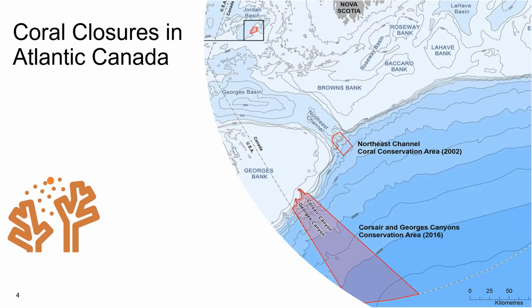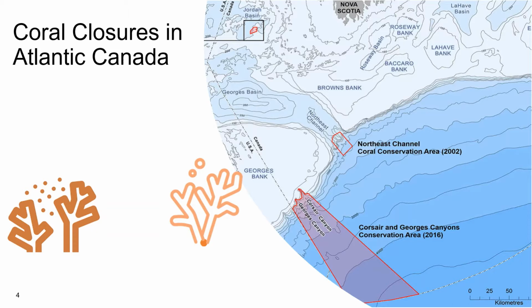Coral vulnerability and importance in the ecosystem has led to protections around the world, as well as here in Atlantic Canada. The Northeast Channel Coral Conservation Area was established in 2002, and the Corsair and Georges Canyons Coral Conservation Area in 2016, both with the goal of protecting the densest aggregations of bubblegum and sea corn coral from the impacts of human activities. For sessile organisms with a discontinuous distribution, recovery from disturbance depends in part on population connectivity with other coral patches, as well as successful recruitment of juvenile colonies.